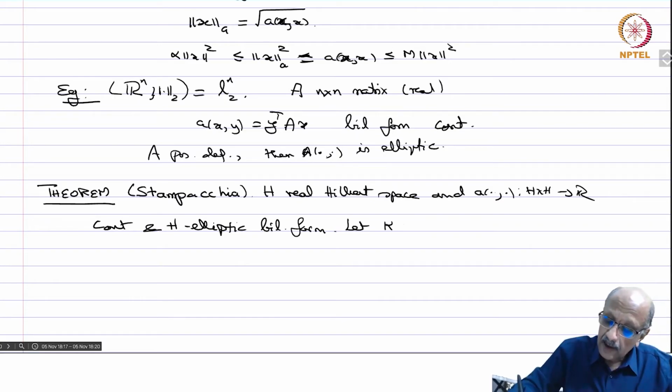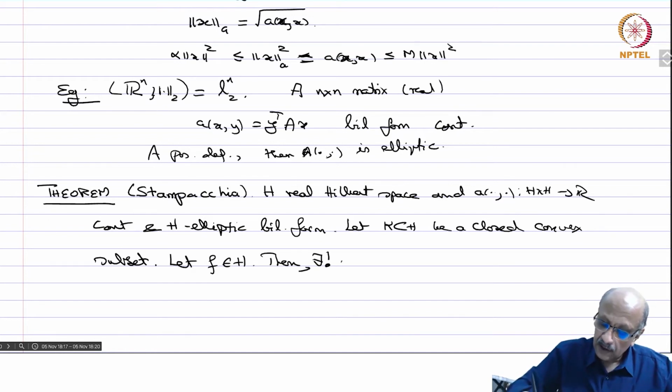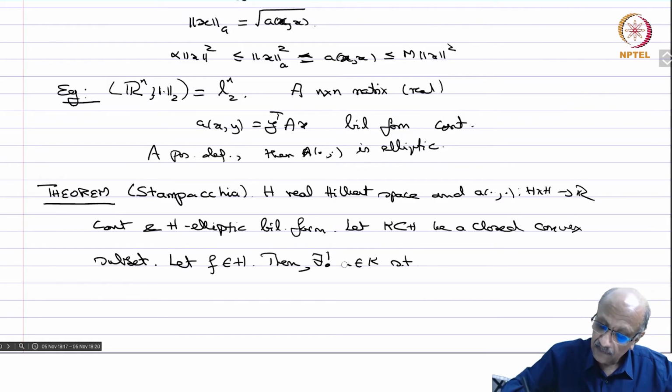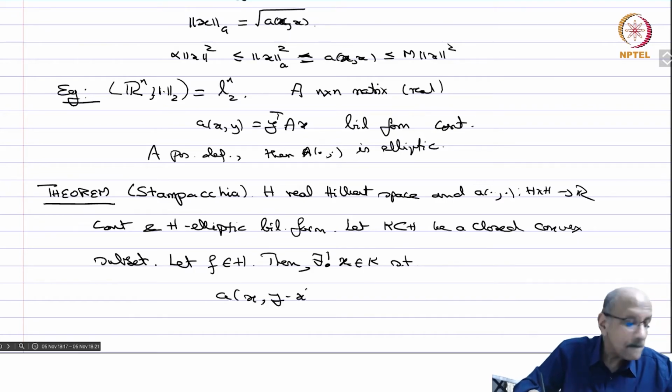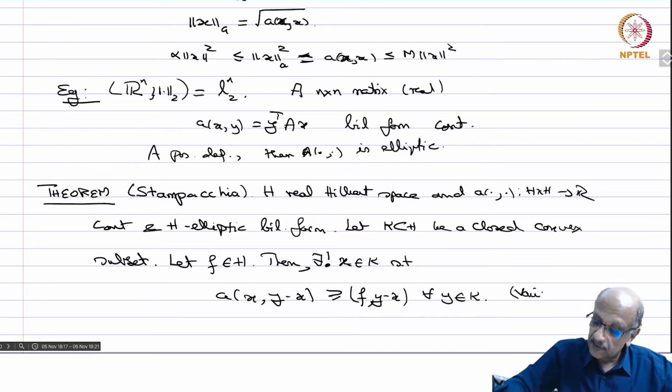Let K in H be a closed convex subset, and finally let f belong to H. Then there exists a unique x in K such that a(x, y minus x) is greater than or equal to f(y minus x) for all y in K. So these are called variational inequalities.